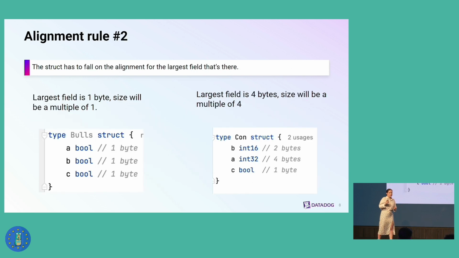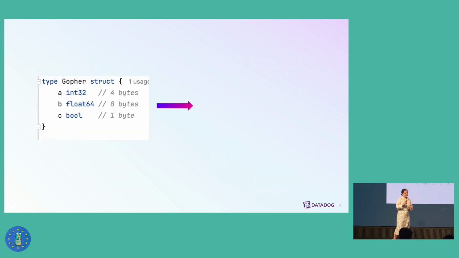When it comes to the second alignment rule, it's a bit trickier in a sense. The struct has to fall on the alignment of the largest field that's there. However, there's also an exception to this rule in a sense. If you take a look at the first struct, we have just 3 Boolean fields, and the largest field there has 1 byte of size. Now, the size of the struct will be, in the end, a multiple of 1 byte, which is probably not the best example, I realize, but you will see how it matters later. The second struct has the largest field of 4 bytes, and the size will be a multiple of 4. This rule only applies if the largest size is smaller than the word length. So if you take these simple examples and you run them in an online compiler on 32-bit or 64-bit, you will get different results.